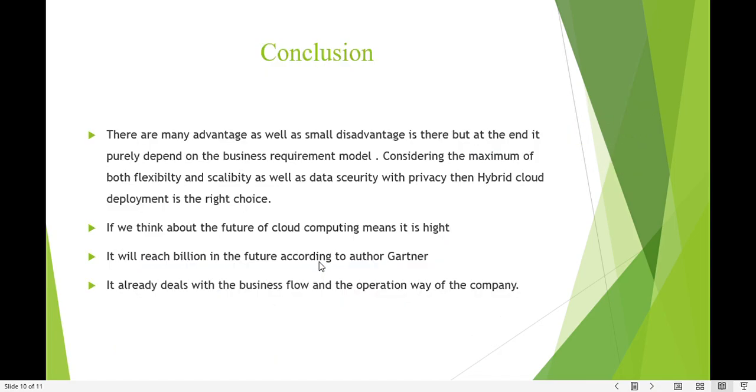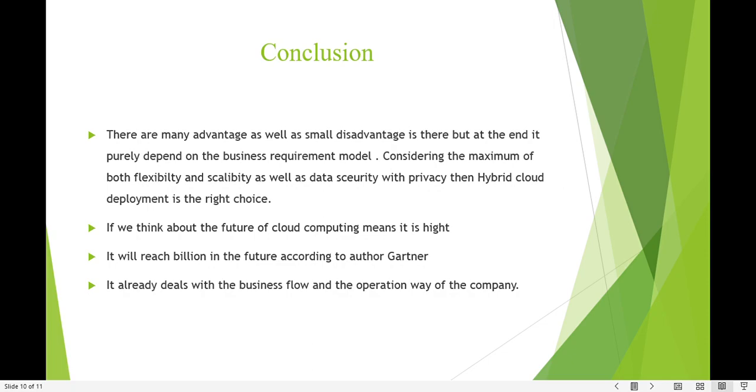What is the conclusion I'm going to give? There are many advantages, but which one to use purely depends on the business requirement. For example, we have an EC2 machine of M5 large, but your application supports T2 micro, which is free in AWS. So we don't need to use M5 large; we can use T2 micro and use the scalability feature, which gives maximum flexibility.